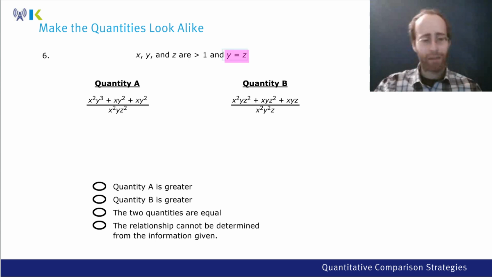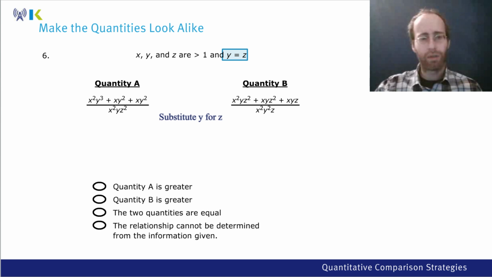You're going to see in the animations that we end up replacing all the z's with y's. You could just as well replace all the y's with z's. It doesn't matter how you do it, but that's your first step to making these quantities look alike, is just getting rid of one of the variables. So okay, let's go ahead and put a y everywhere we see a z.